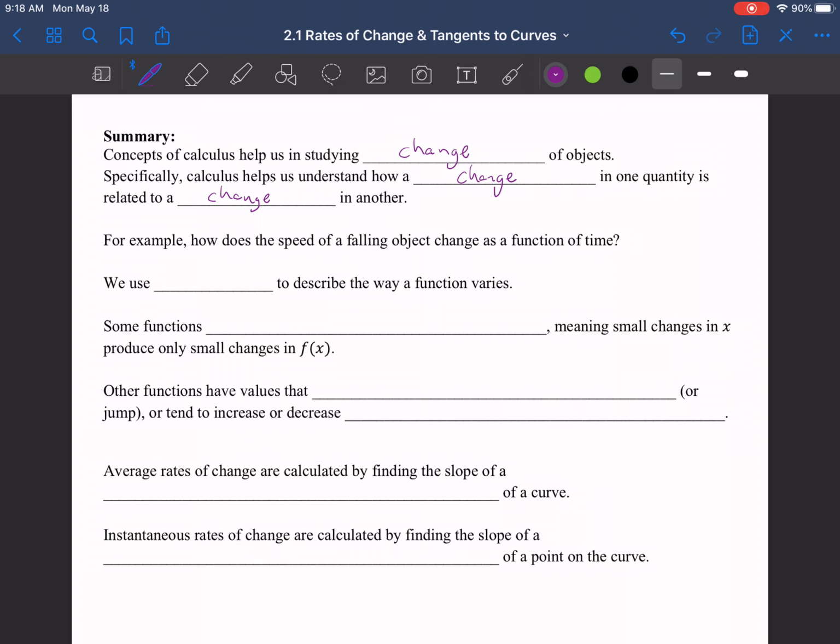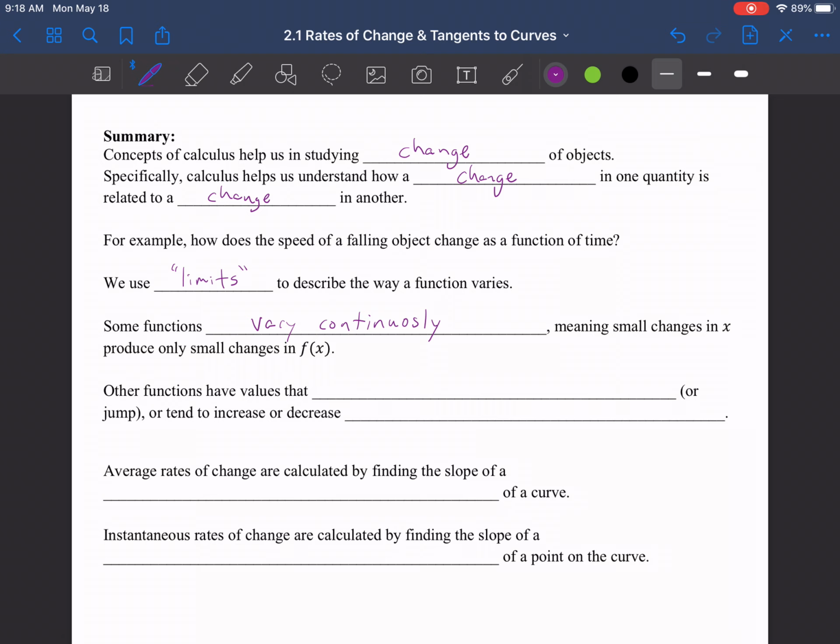For example, how does the speed of a falling object change as a function of time? That's one of the things we were just doing. So we're going to use limits. That's where we were saying, now let h go to 0, and we're going to use these limits to describe the way a function varies. Some functions vary continuously, meaning small changes in x produce only small changes in f of x. So we do a tiny little nudge in x, and we get a tiny little nudge in the output.